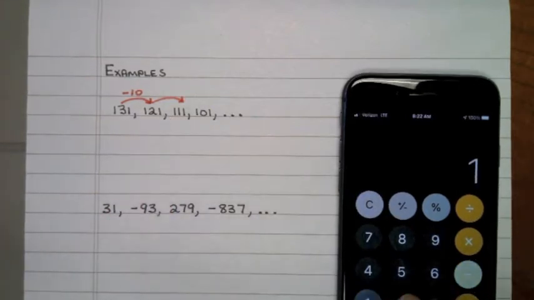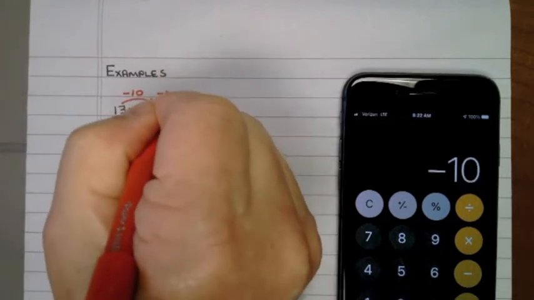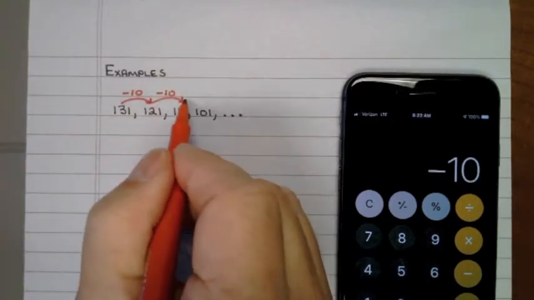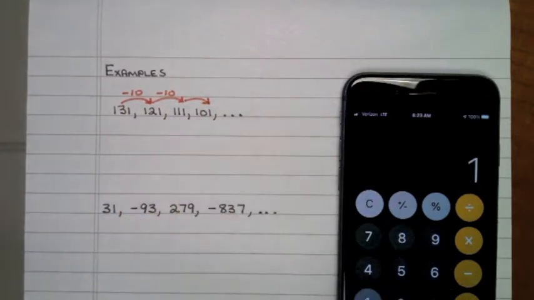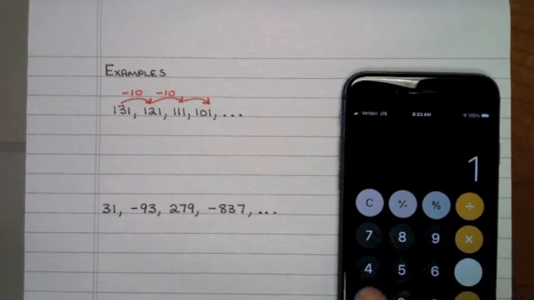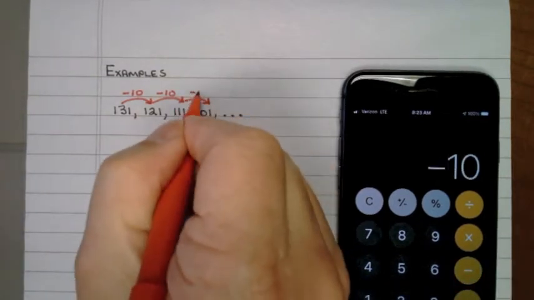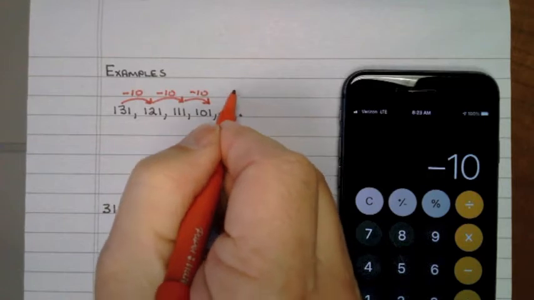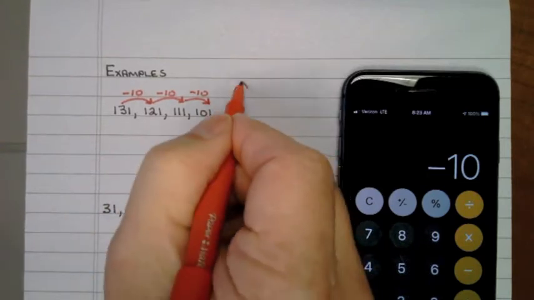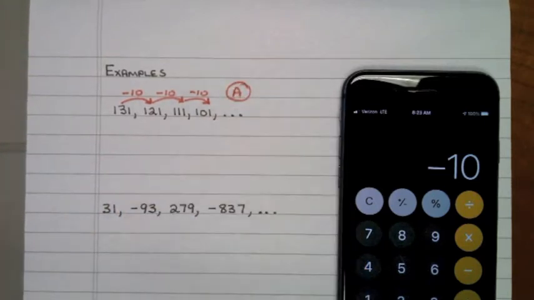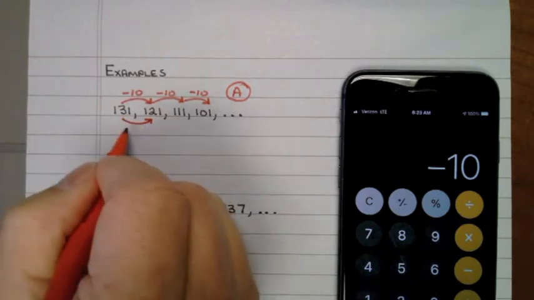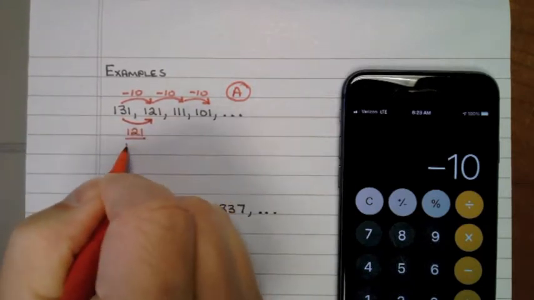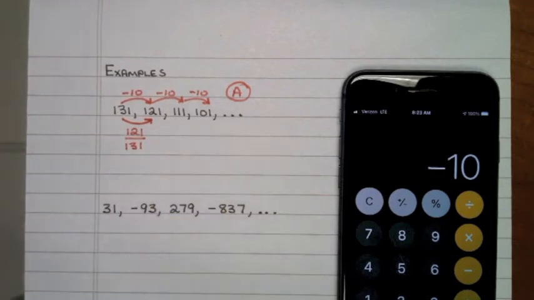Let's see if it continues with the difference between these two terms. 111 minus 121, I'm subtracting 10. Check it one more time. Between these two terms, minus 10. Is this an arithmetic sequence? Yes, it is. It could also be a geometric sequence, so I need to check that. I need to divide these two numbers. I need to take 121 and divide it by 131.